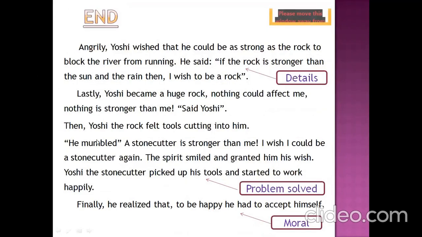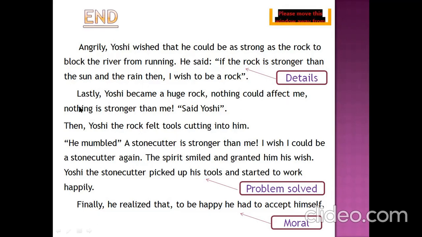Here's the end of the story. Angrily, Yushi wished he could be strong as the rock to block the river from running. He said, if the rock is stronger than the sun and the rain, then I wish to be a rock. He thought for a minute. The rocks, they can't be affected with the sun nor the rain, so I want to be very strong. I want to be the strongest ever. I want to be a rock. Lastly, Yushi became a huge rock.